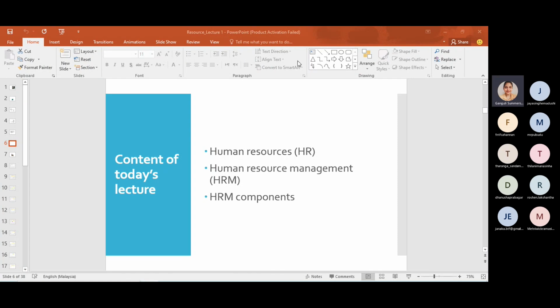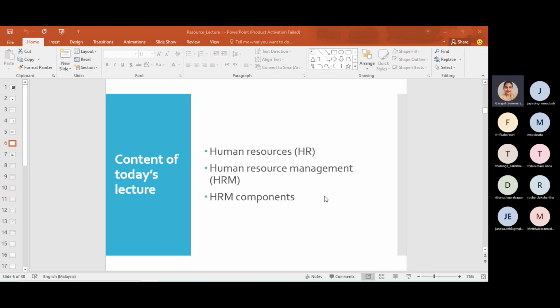You guys can answer if you want. I encourage you to speak, but if you are hesitant to speak, you can type in the chat as well. I will read your answers. Yes, it is the practice of hiring and managing employees in an organization or workplace. Yes, Taranga, that's a really good answer as well. That is what we do in human resource management.